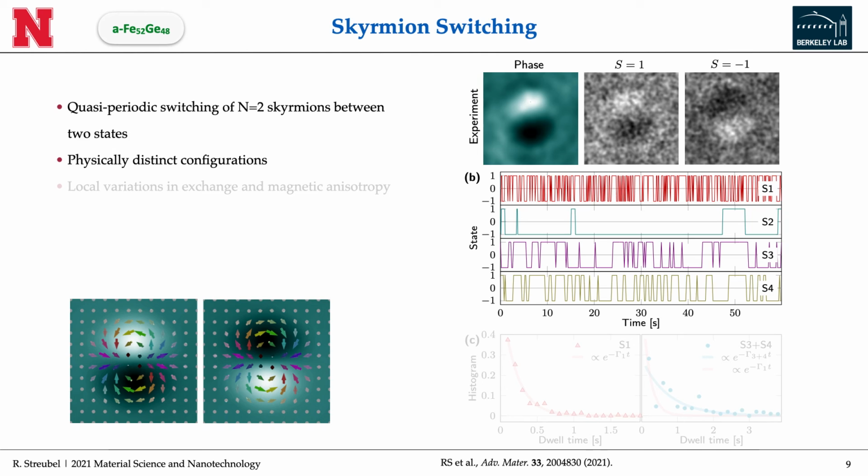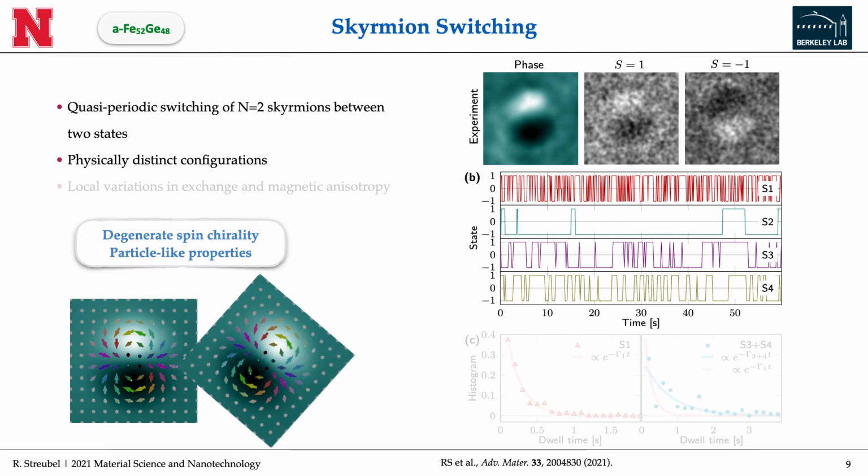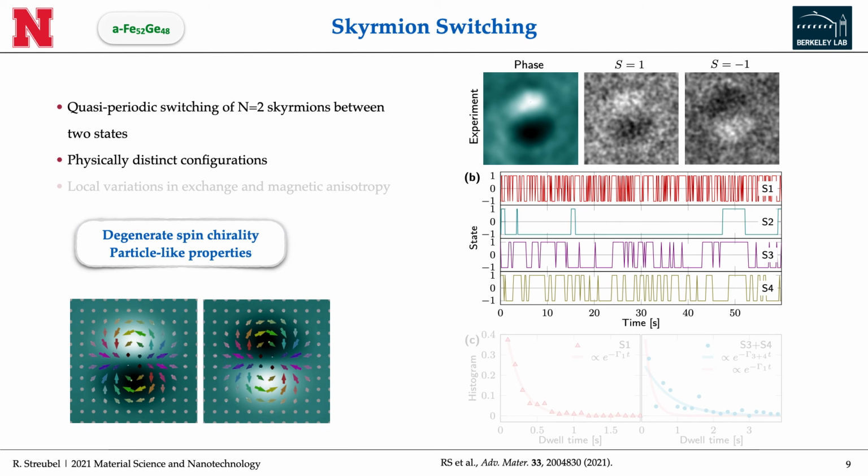Now, when we conduct phase contrast simulations, as shown at the left-hand side, we observe that those two states are only mathematically rotated by 180 degrees, as they have a mirror symmetry. However, physically, they are distinct, as the local environment changes quite significantly in amorphous materials, and if you go from the center to the top, you see that one is left-handed, the other one is right-handed. And that we observe those frequent fluctuations indicates that we have a degenerate spin chirality and a particle-like property in those systems, which is very important and interesting to see.